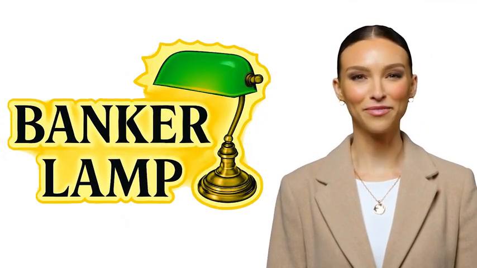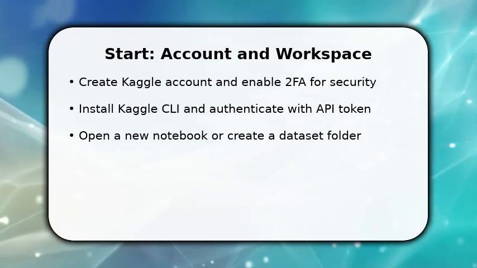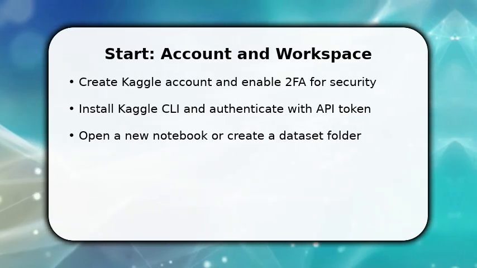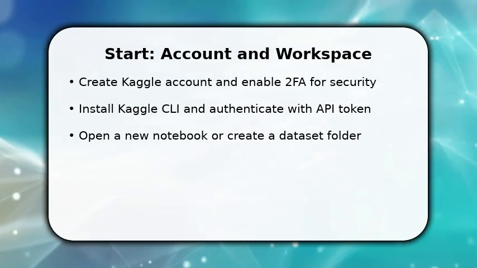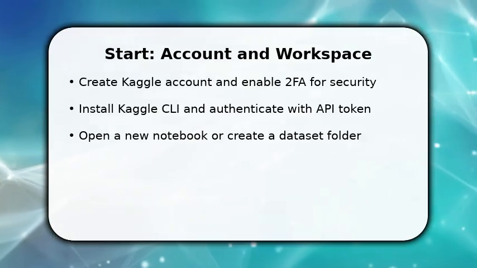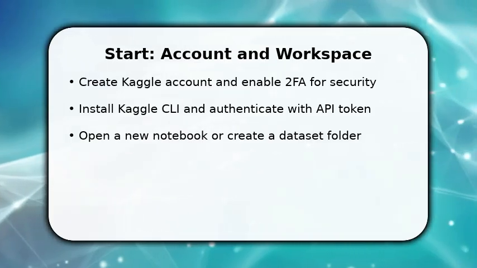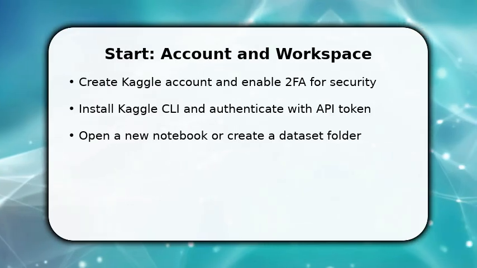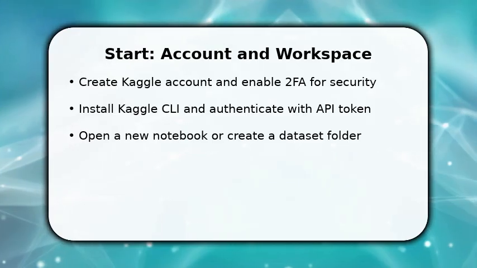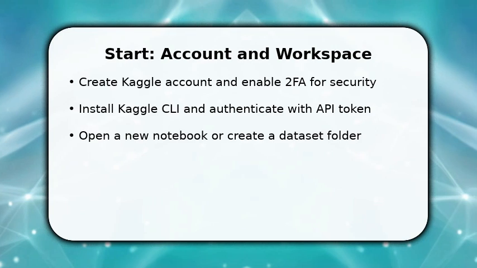Please enjoy the video. You begin by getting access and a working environment. Create your Kaggle account and enable two-factor authentication. This protects your projects. Once done, download your API token and configure the Kaggle CLI so you can pull datasets and submit kernels from your machine. Then open a notebook in the Kaggle editor or create a local project folder and sync it. These steps let you move fast: secure access, reproducible workspace, and immediate data pulling without manual downloads.